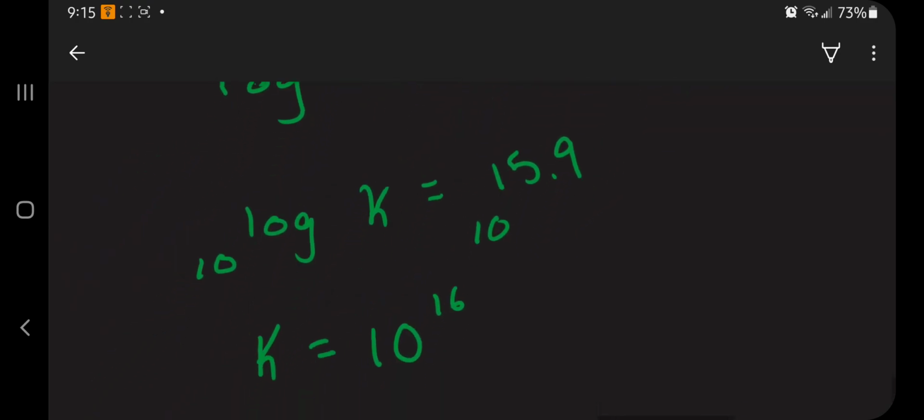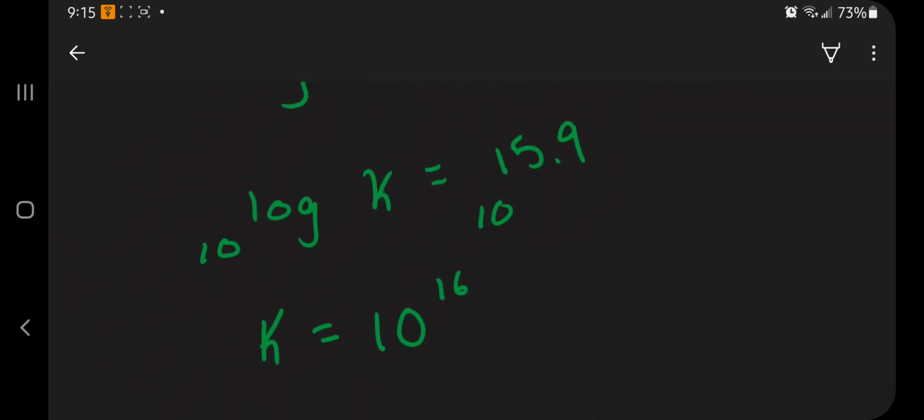And then to get rid of the log, we raise 10 to that power. This gets rid of the log and leaves us with K equals 10 to the 16th power as our constant.